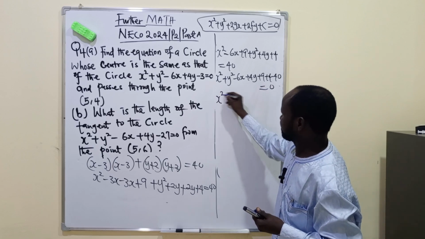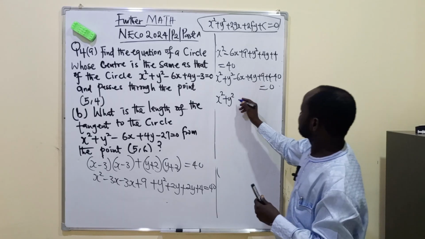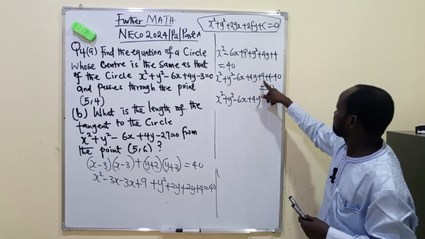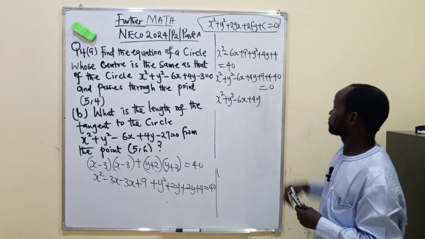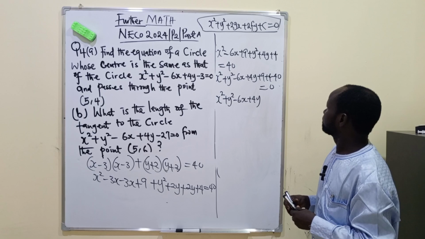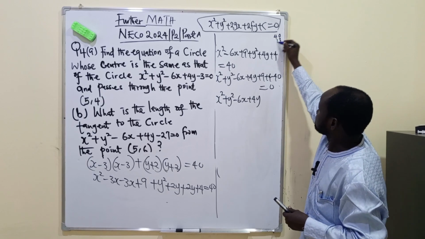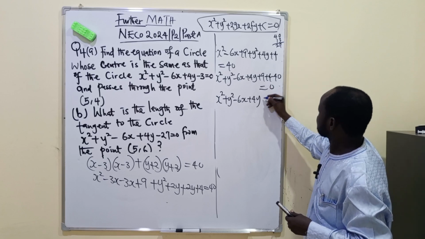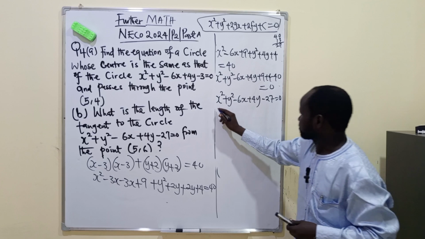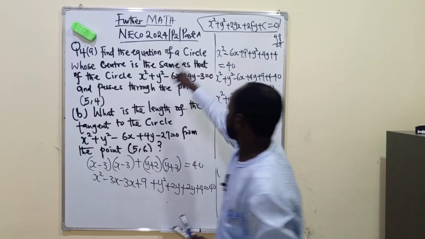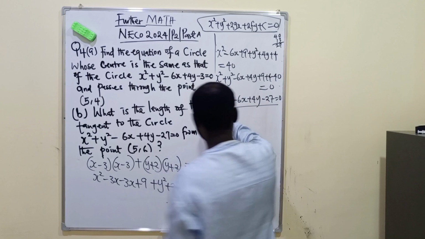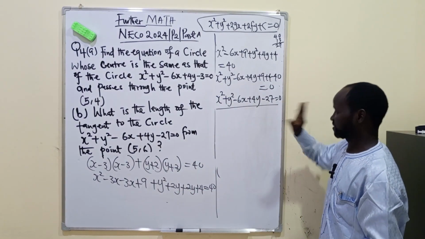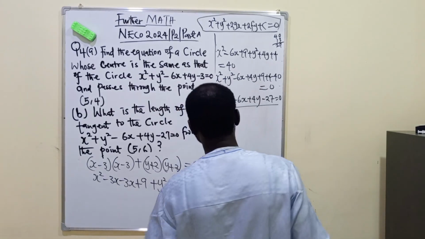Finally, it will be x squared plus y squared, then minus 6x plus 4y. We add the constant now. So this will be 9 plus 4 is 13, 13 minus 40. That will be minus 27, which is equal to 0. So this will be the equation because we're asked to find the equation of the circle. So the equation of the circle will be x squared plus y squared minus 6x plus 4y minus 27 equals 0. So this is the solution to A.